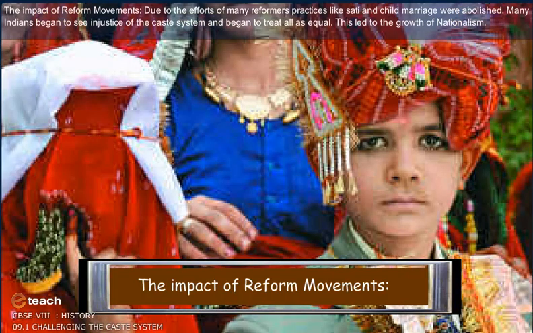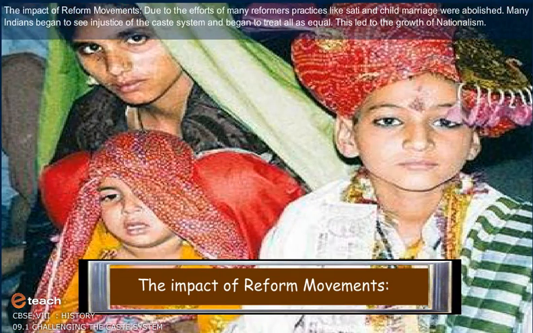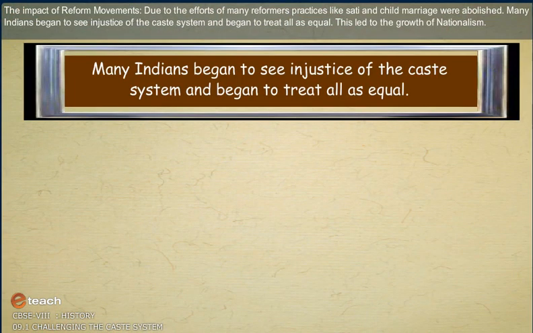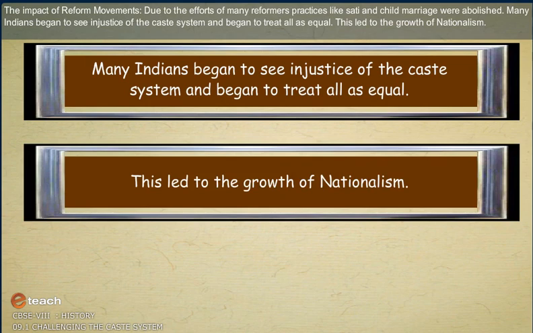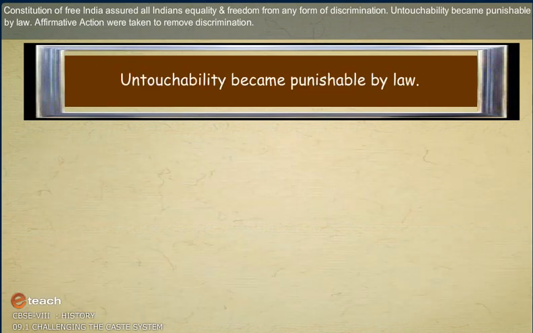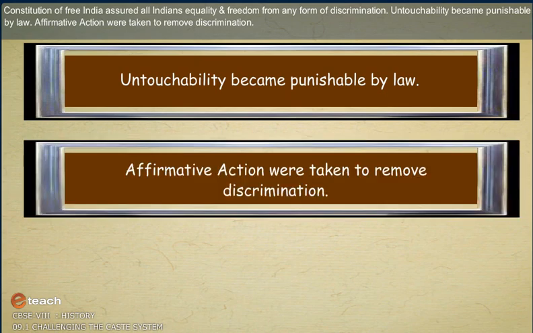The impact of reform movements. Due to the efforts of many reformers, practices like sati and child marriage were abolished. Many Indians began to see the injustice of the caste system and began to treat all as equal. This led to the growth of nationalism. The Constitution of Free India assured all Indians equality and freedom from any form of discrimination. Untouchability became punishable by law. Affirmative actions were taken to remove discrimination.